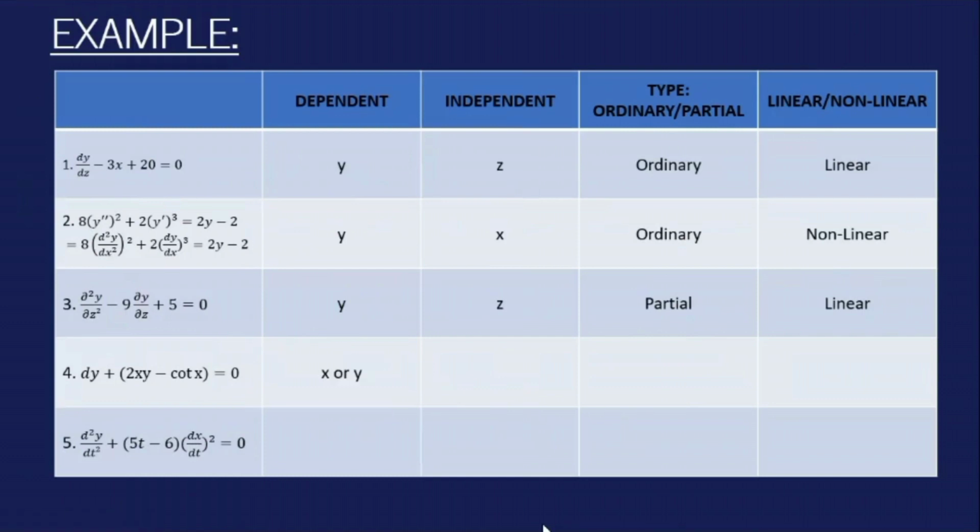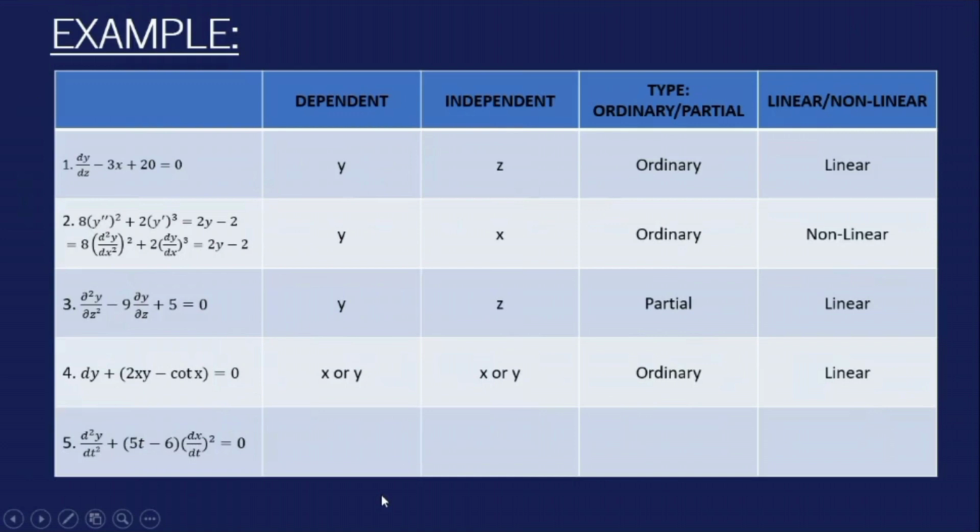So number 4, the dependent variable of number 4 is x or y because, as I said earlier, if the equation has no denominator, it's up to us what we divide it by. It's either dx or dy. So the dependent is x or y and also the independent is x or y. So what type of differential equation is this? It is ordinary because there is only one independent variable, and there is no sign of a partial derivative. Is it linear or nonlinear? It is linear because it is only the first degree.